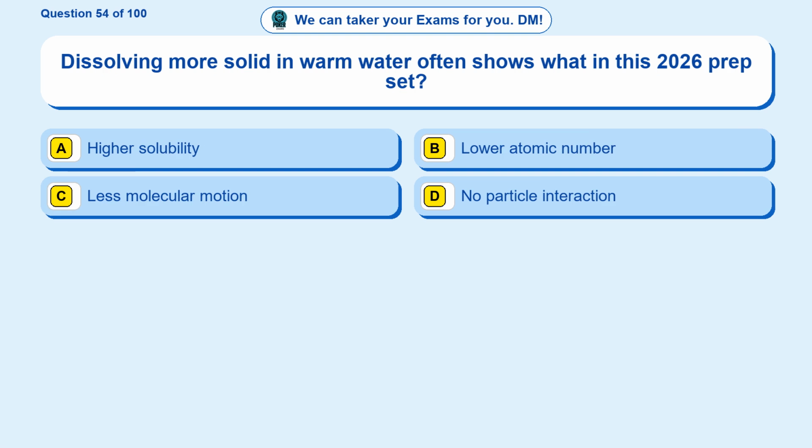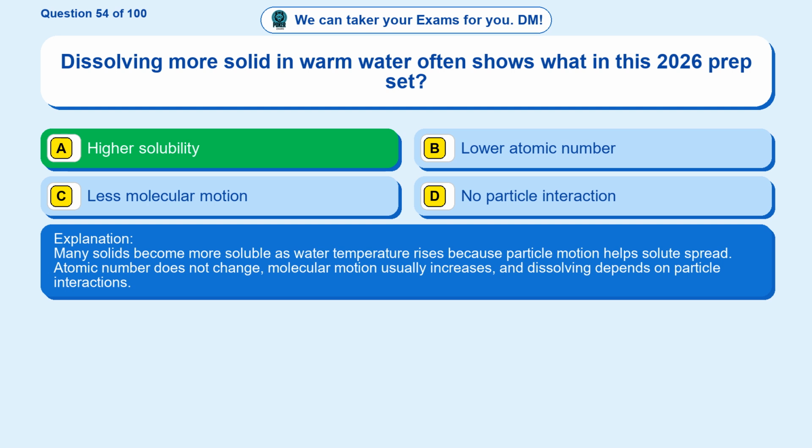Question 54. Dissolving more solid in warm water often shows what in this 2026 prep set? Option A, higher solubility. Option B, lower atomic number. Option C, less molecular motion. Option D, no particle interaction. The correct answer is option A. Higher solubility. Many solids become more soluble as water temperature rises because particle motion helps solute spread. Atomic number does not change, molecular motion usually increases, and dissolving depends on particle interactions.